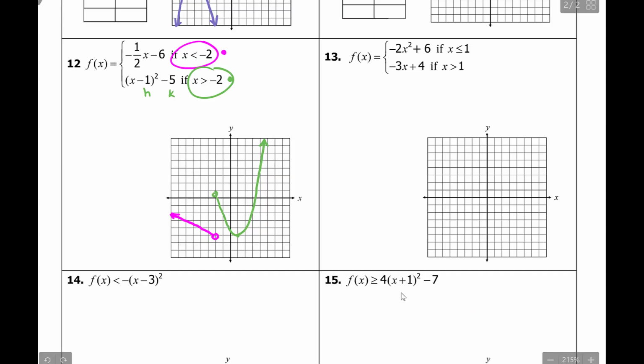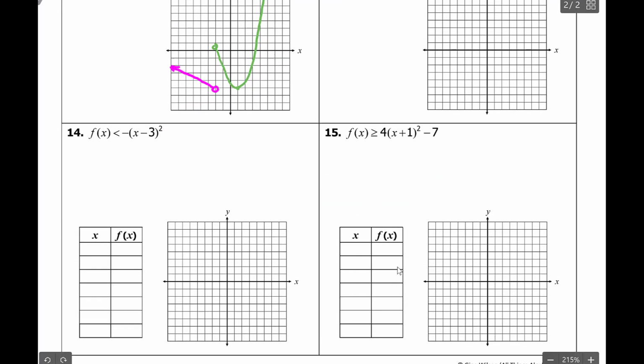We'll do one more example and we'll call it a day. Let's look at number 15. Here's our h and our k. So our vertex is -1, -7. 1, 2, 3, 4, 5, 6, 7. This graph is not reflected, but it is stretched. So it's going to be a narrow parabola. And f of x is greater than. Whenever it's greater than our parabola, we shade inside. If it was less than, we would shade everything on the outside.